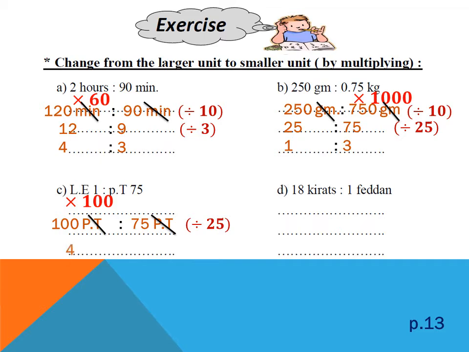100 and 75 divided by 25 equal 4 to 3. And this is the simplest form.